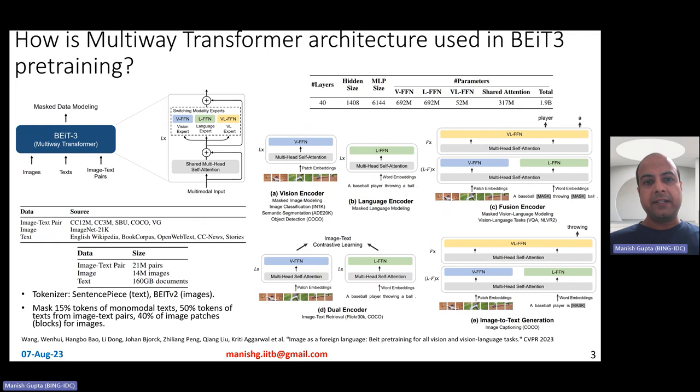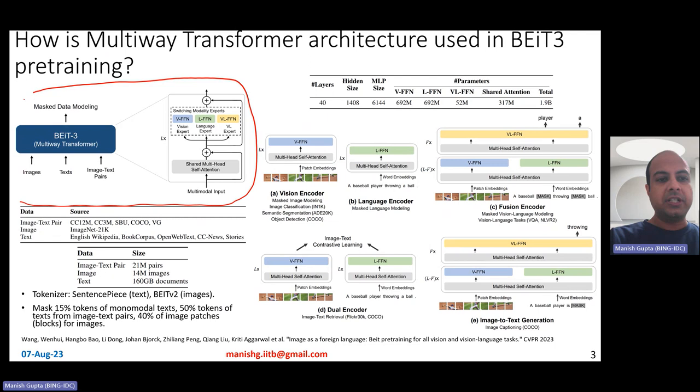The BEiT-3 architecture is essentially a multiway transformer architecture. It has several such multiway transformer layers, in fact, 40 such layers. Each of those layers contains two sublayers. It's like the standard transformer. It contains a multi-head self-attention layer, of course, with residual connections and sum and norm and so on. But it also contains a feed-forward sublayer, which is more like a mixture of experts based representation. In fact, every such sublayer contains three different experts. One is a vision expert, the other is a language expert, and the third is a vision-language expert.